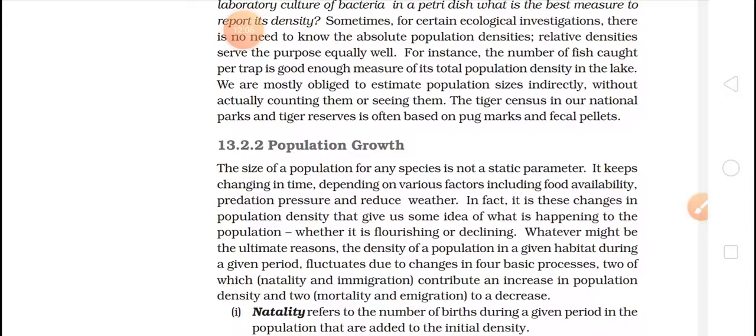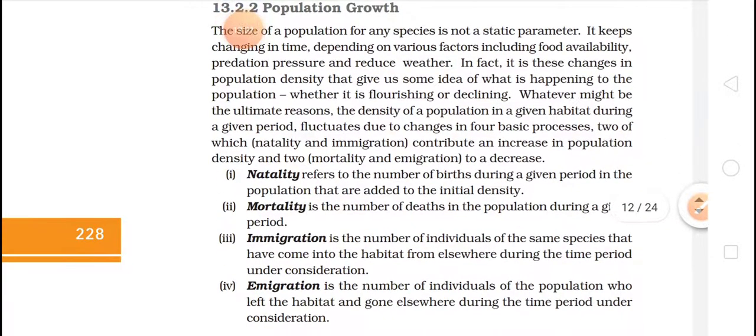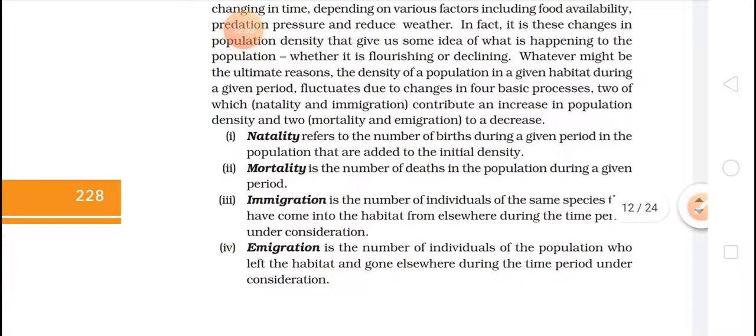And if birth rate is less and death rate is more, then again the thing will change. Birth rate less or birth rate more, death rate less or death rate more, again each and everything will change the population density. So, if we talk about the density exactly, we have four important things: natality, mortality, immigration, and emigration.